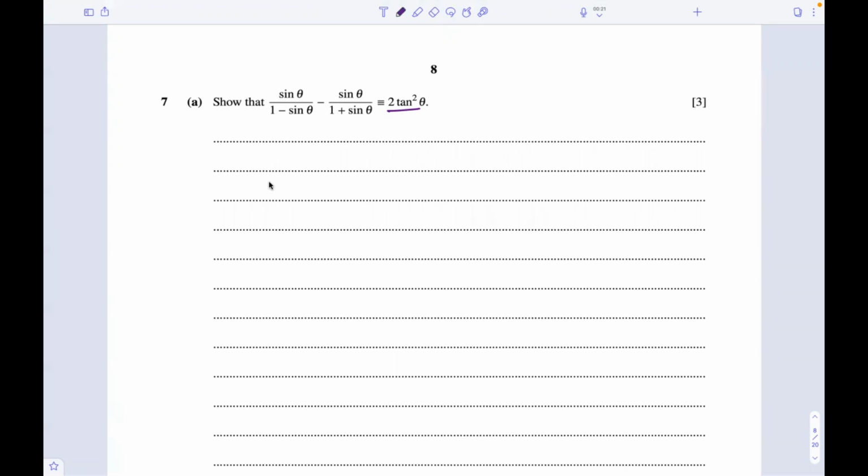can do is we can just take the LCM, and the LCM would become 1 minus sine and 1 plus sine. So taking the LCM 1 minus sine, 1 plus sine, the sine will multiply by 1 plus sine, and minus this will multiply by 1 minus sine. So we can write it as sine into 1 minus sine. So the numerator becomes sine plus sine squared minus sine plus sine squared upon.